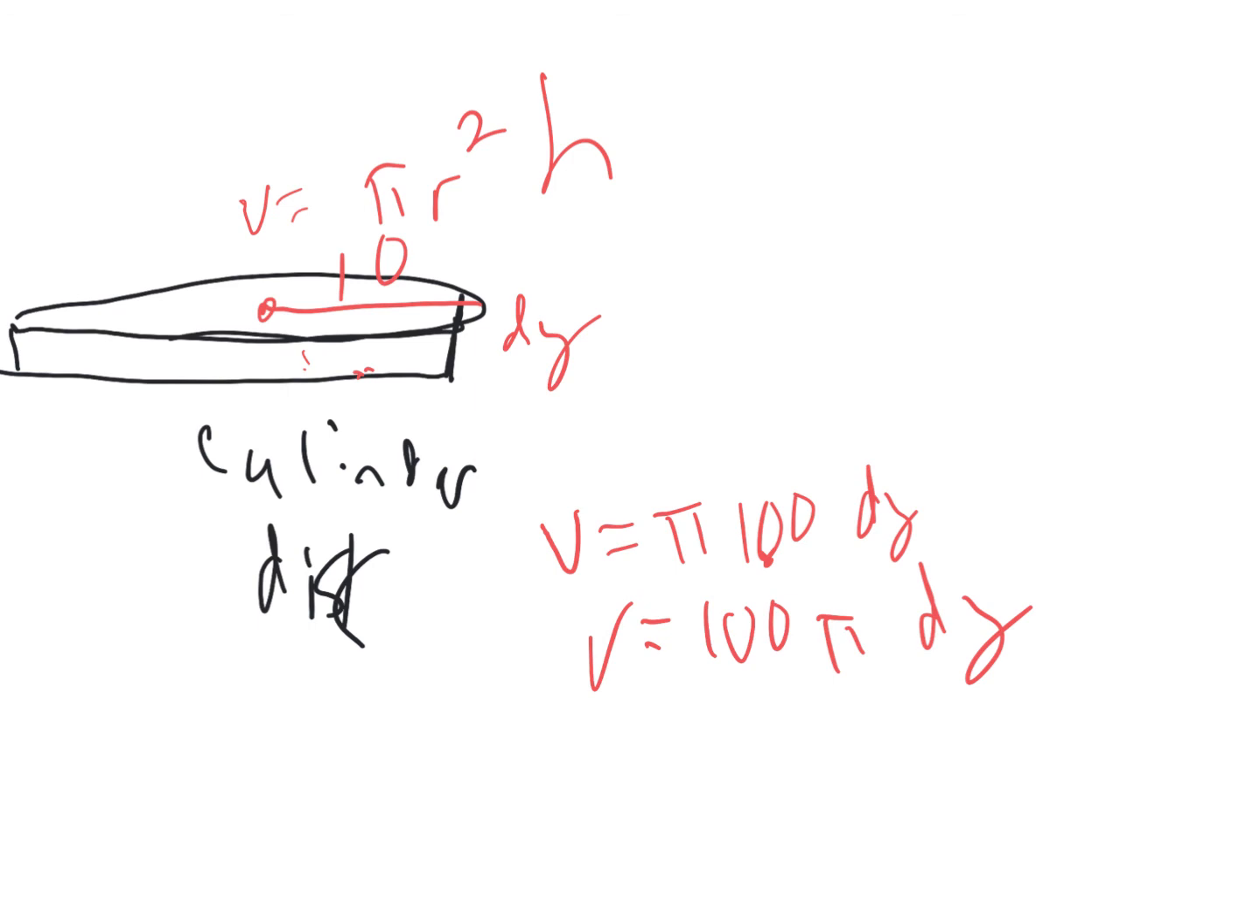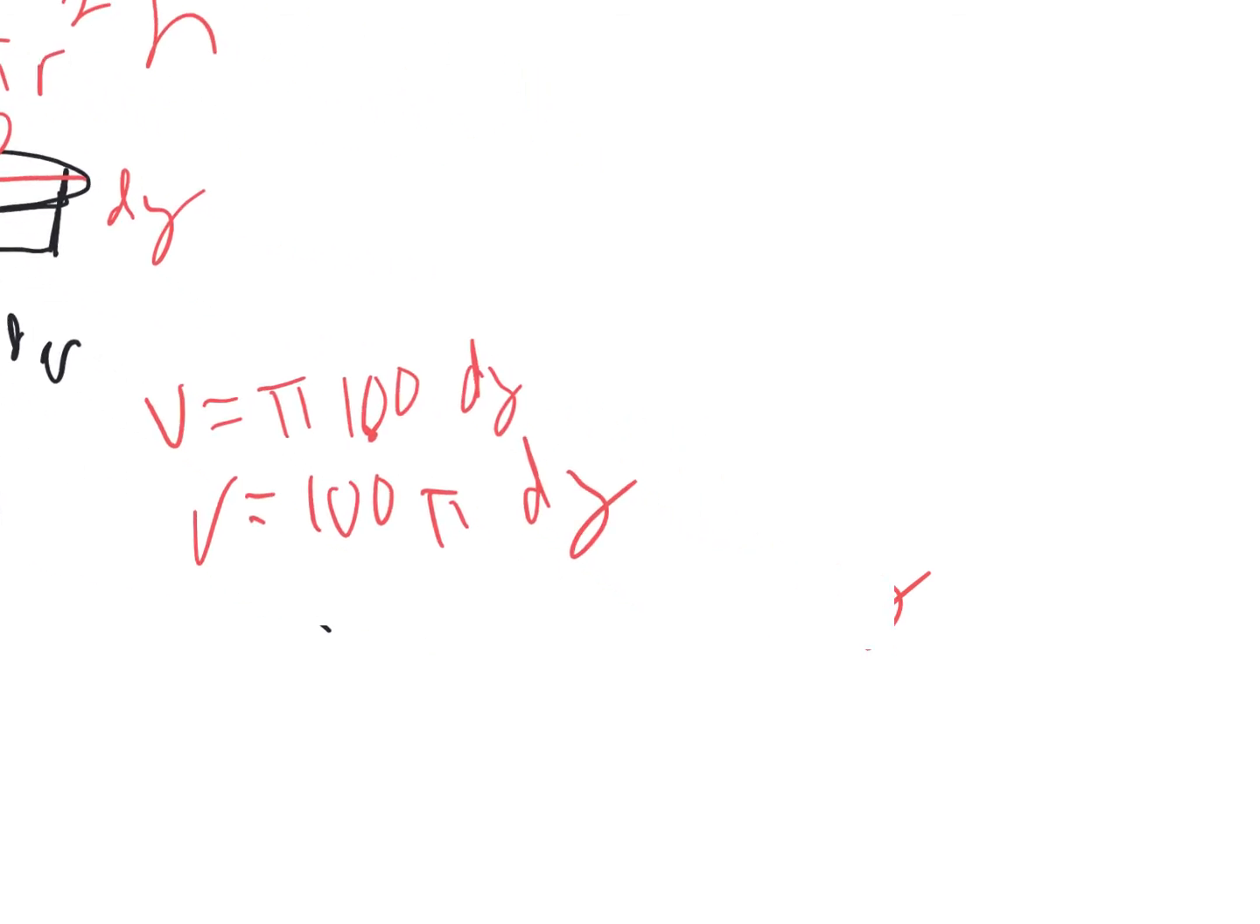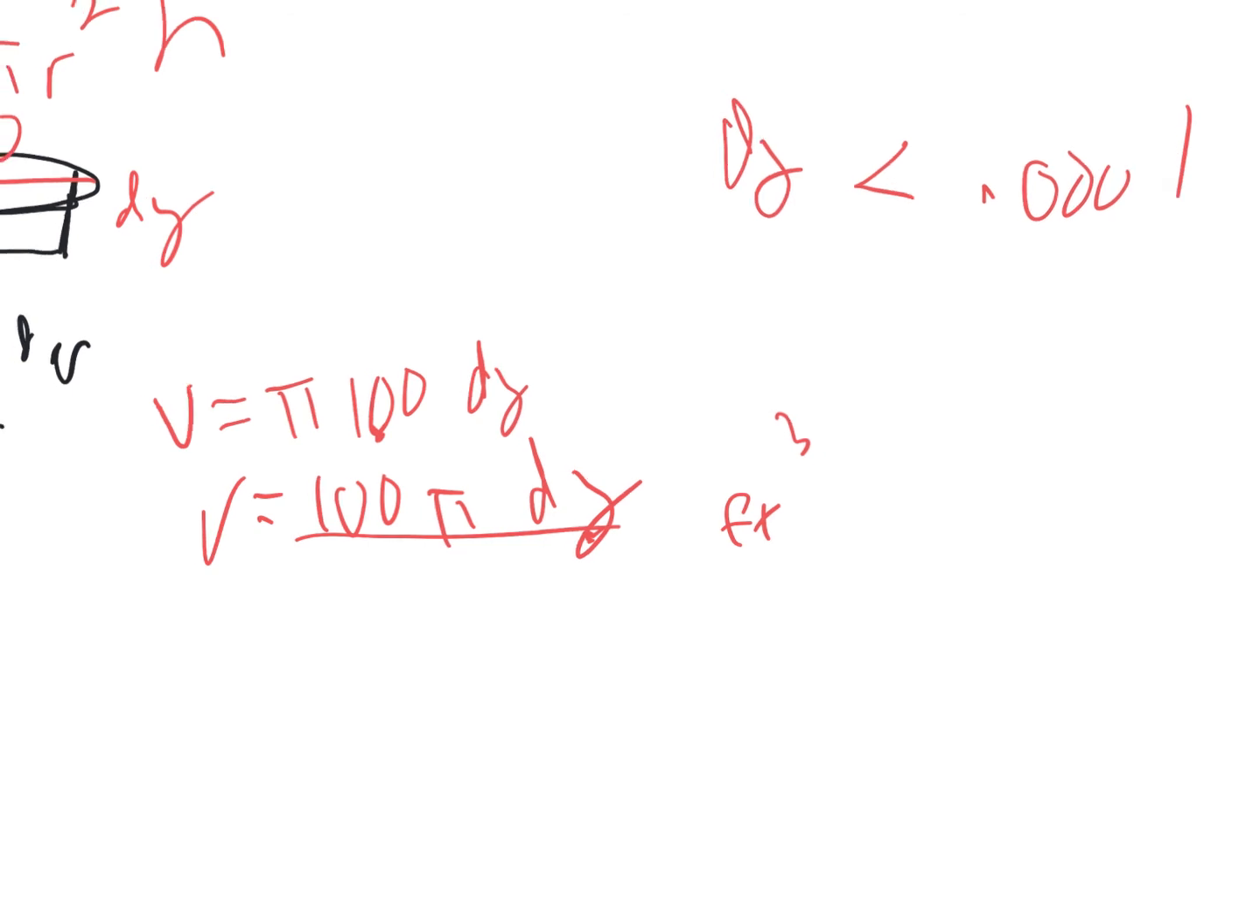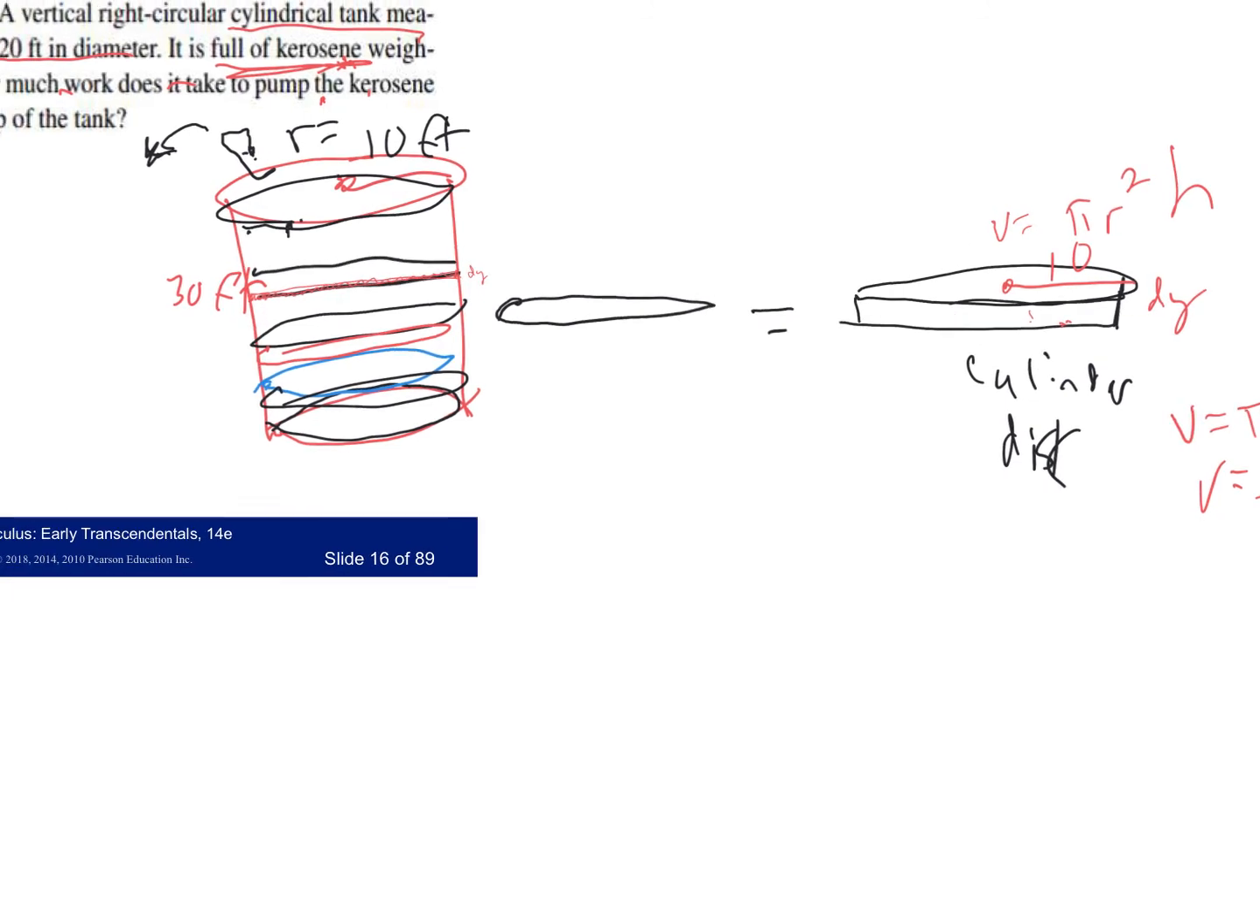That's how many cubic feet there are in every single disc. Now, dy is so small. Dy could be less than 0.0001. So you can see that's a very small amount of oil that every paper plate has.